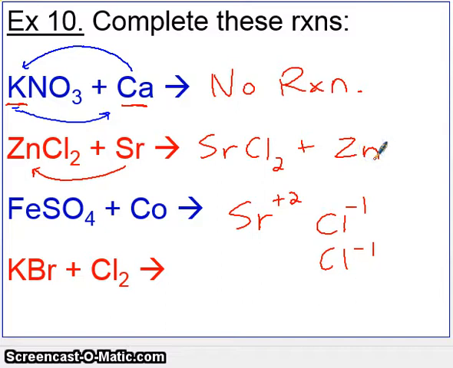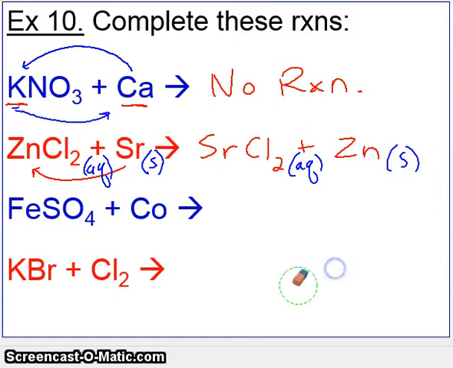Now for the state symbols, what you'll see is that the metal by itself will be metallic, and so will this one. The other one will be usually aqueous. So for our purposes, we could probably put aqueous for the other one, and that should work. Okay, let's clean it up a bit, and let's try the next one here.